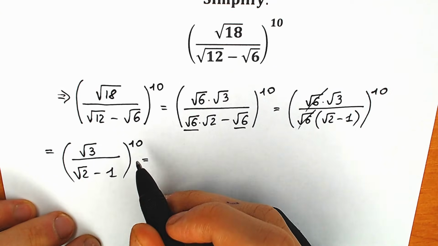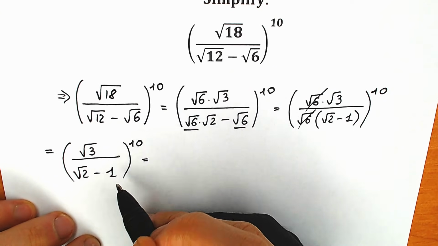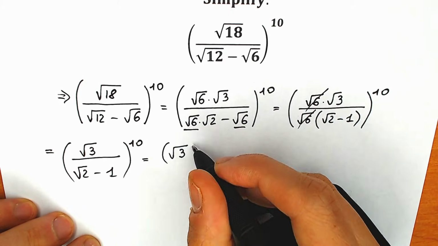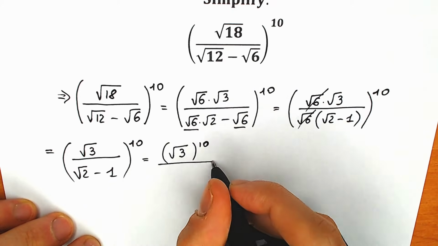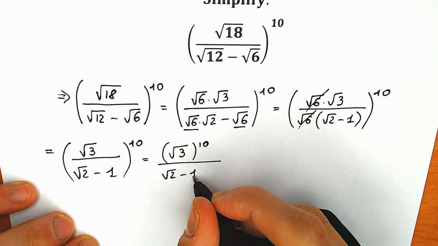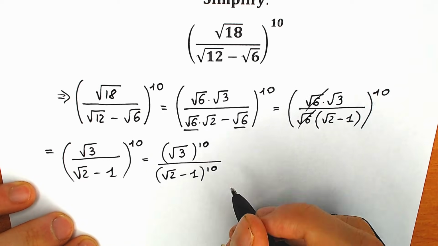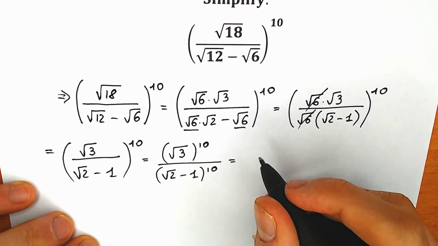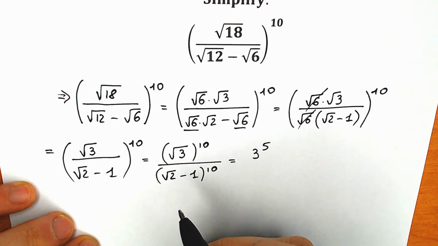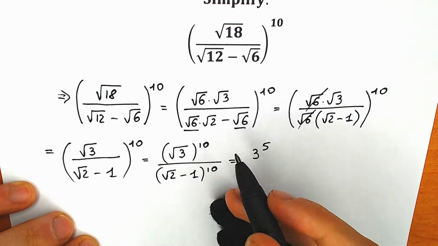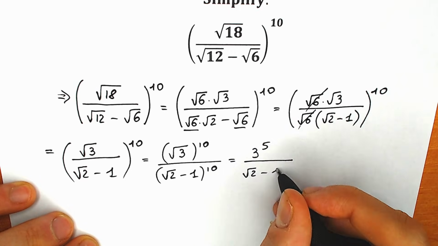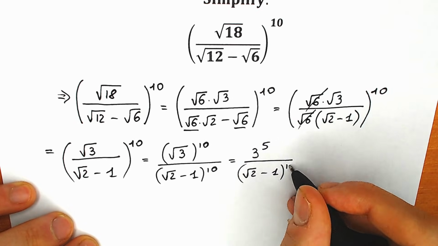Right now, when we have a fraction and we raise this fraction to the power 10, we need to raise our numerator to the power 10, so the square root of 3 to the power 10, and we need to raise our denominator to the power 10. So we have the square root of 2 minus 1 to the power 10. Right now, the square root of 3 to the power 10 is equal to 3 to the power 5, because 3 to the power 1/2 raised to the power 10 equals 3 to the power 10/2, which equals 3 to the power 5, and we divide by the square root of 2 minus 1 to the power 10.